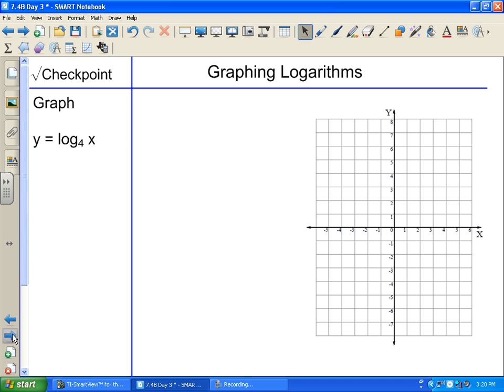Now it's your guys' checkpoint. Y equals log base 4 of x. Go ahead and pause the video right now. That's what I want you to do. Pause the video. Get that graph. When you're ready to roll, go ahead and unpause. We'll go to the next problem.